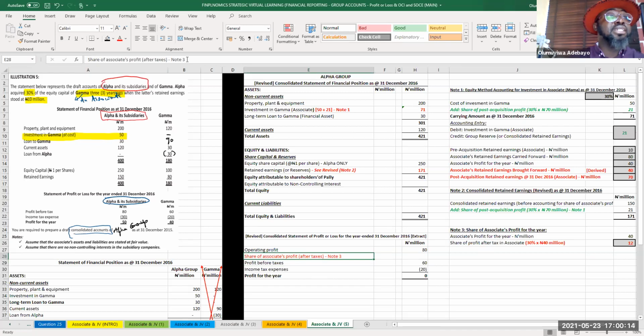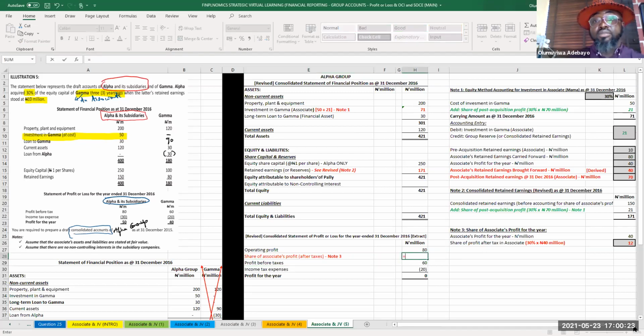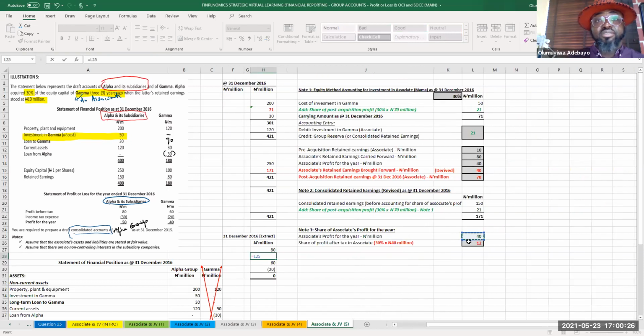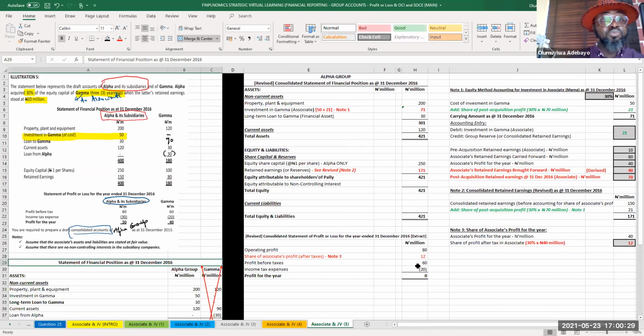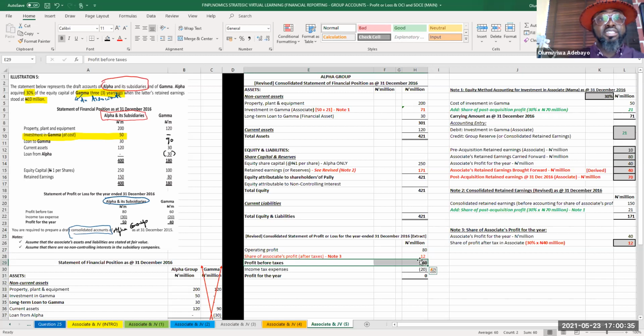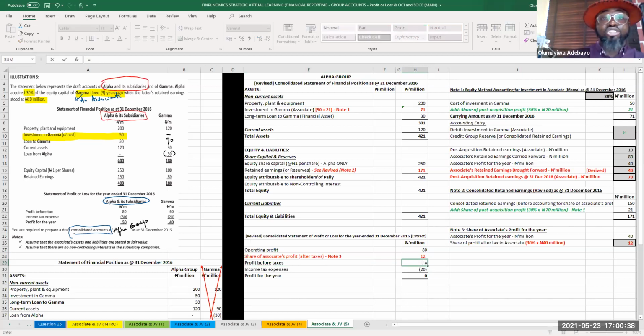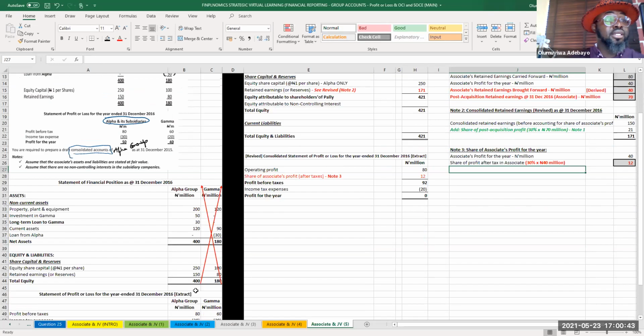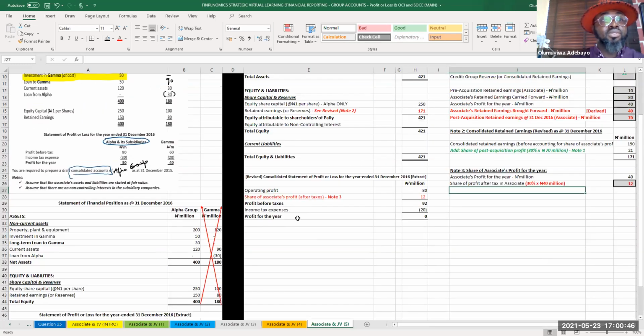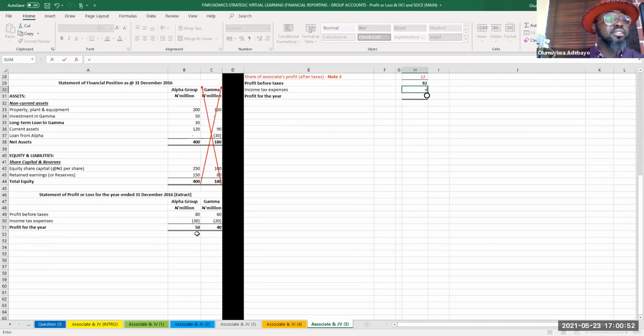Because primarily, if you remember, the entries we pass, which I'll show you, we are adding it because it's a profit, share of profit. If the loss, you deduct. Invariably, our profit before taxes in the group is now 92, as opposed to 80 we had before. And our income tax of the group will be income tax as already consolidated.